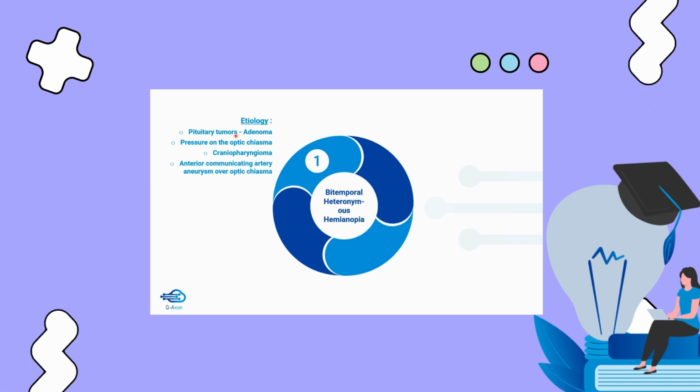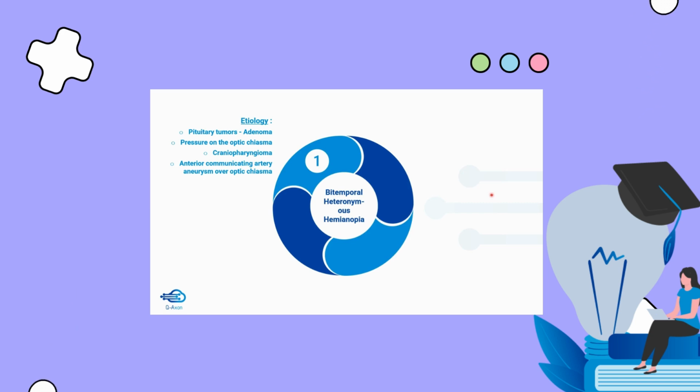But there may be other causes which can lead to such visual field defects like pressure on the optic chiasma, craniopharyngioma, anterior communicating artery aneurysm over optic chiasma. So in this case, maybe pituitary tumor which is secreting excess growth hormone is pressing over the optic chiasma and thus affecting the nasal fibers, and nasal fibers carry the information from the temporal field of vision. So that's why we are getting bitemporal heteronymous hemianopia.